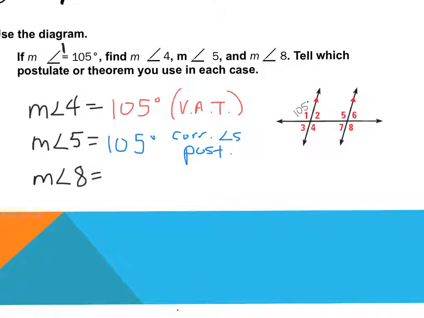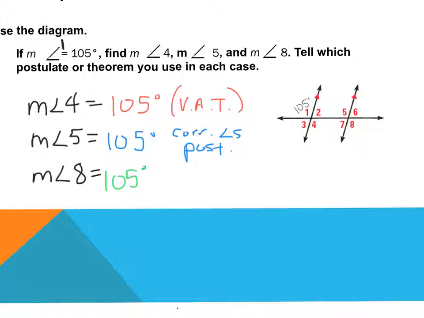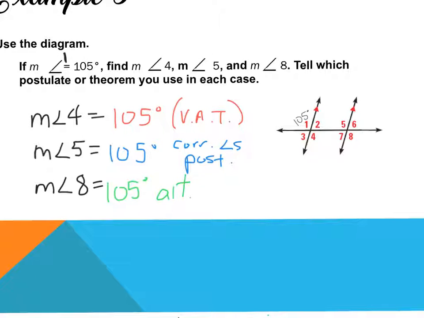Yeah. So 8 is what? 105, and why is that? Alternate exterior. Good. Alternate exterior angles theorem. Everybody good on those? Yep. The S, right? That's in angles. Yeah, just plural angles. Why would 4 be a vertical angle?